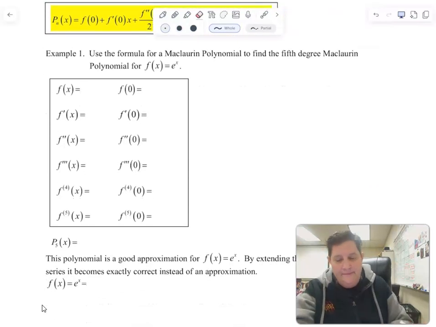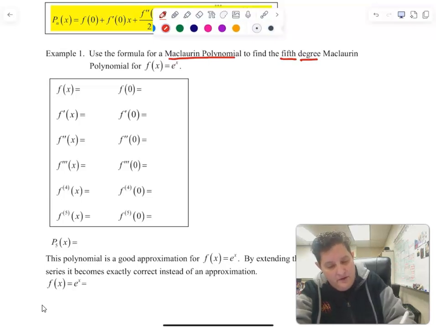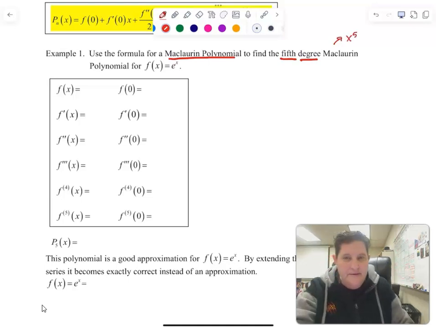Alright. Use the formula for the Maclaurin polynomial to find the 5th degree Maclaurin polynomial for e to the x. Now, a 5th degree polynomial means an x to the 5th. Okay?